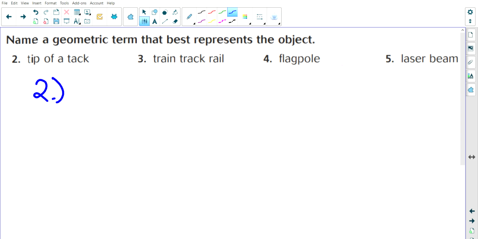It would be a point. A tip of a tack would be a point because it just comes to one point. Quite literally, it has a point on it.